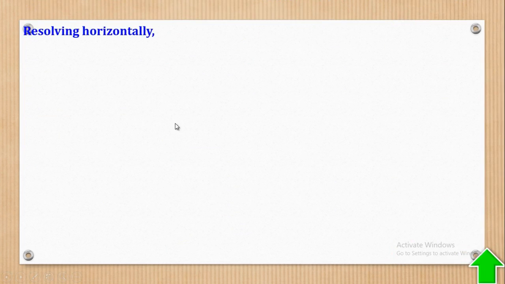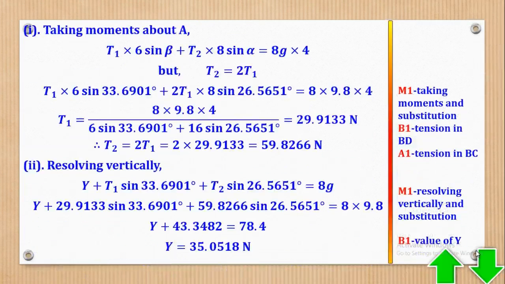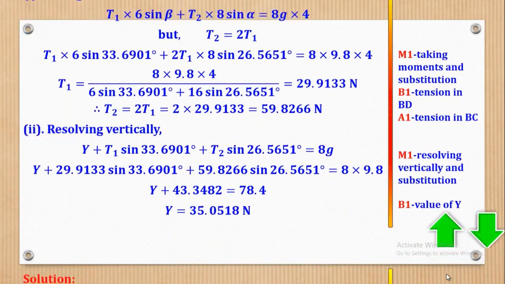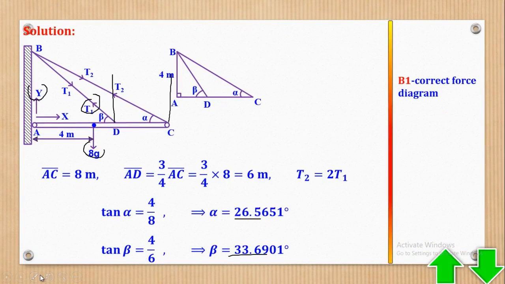Next is to resolve horizontally. Resolving horizontally, I'll come up with x being equal to T1 cos beta plus T2 cos alpha. Let's see where that is coming from. Horizontally, it means that forces to the right are equal to forces to the left. Forces to the right is only a capital X, but forces to the left there is this component which is T1 cos beta, and also this component which is T2 cos alpha.